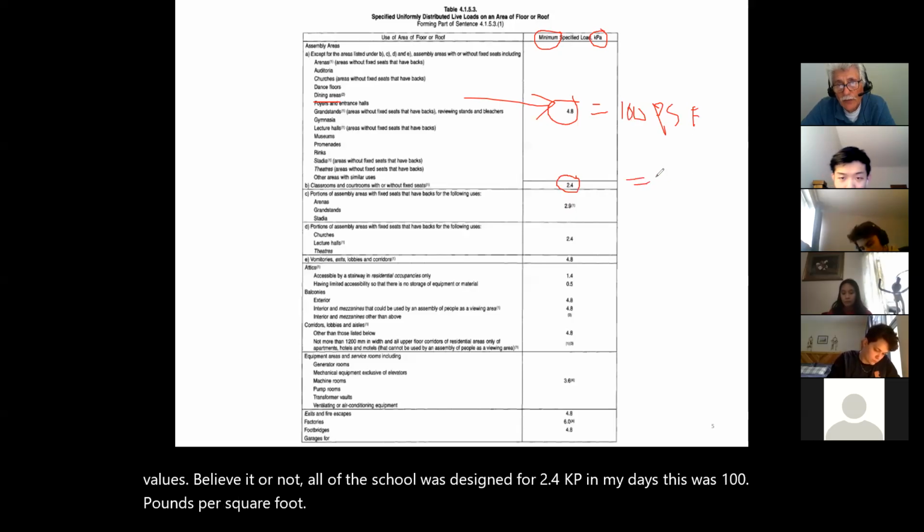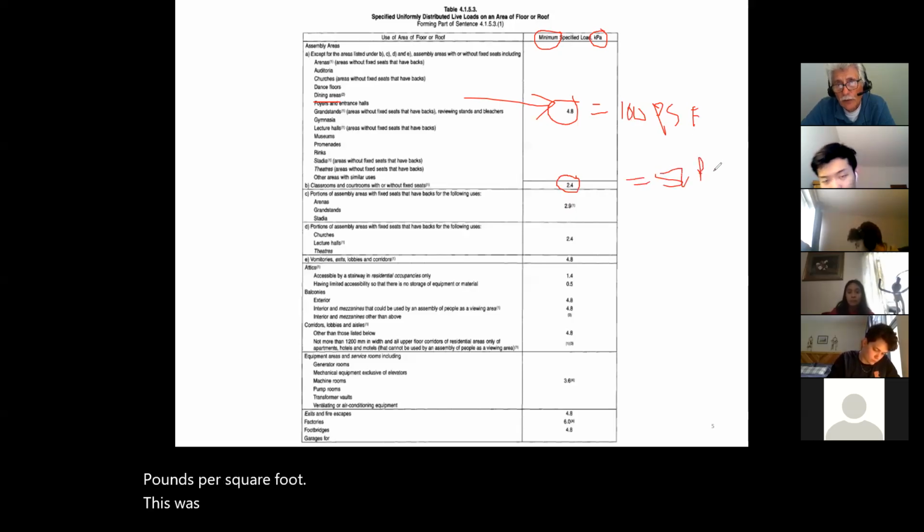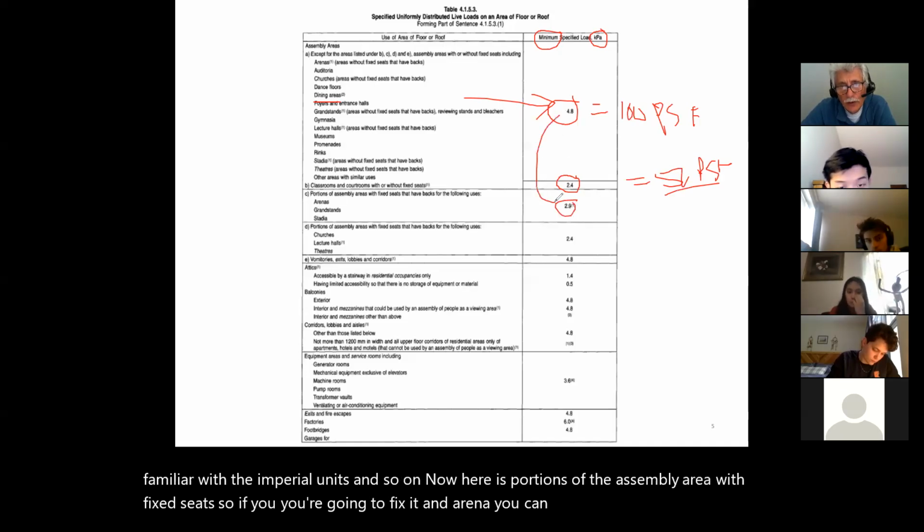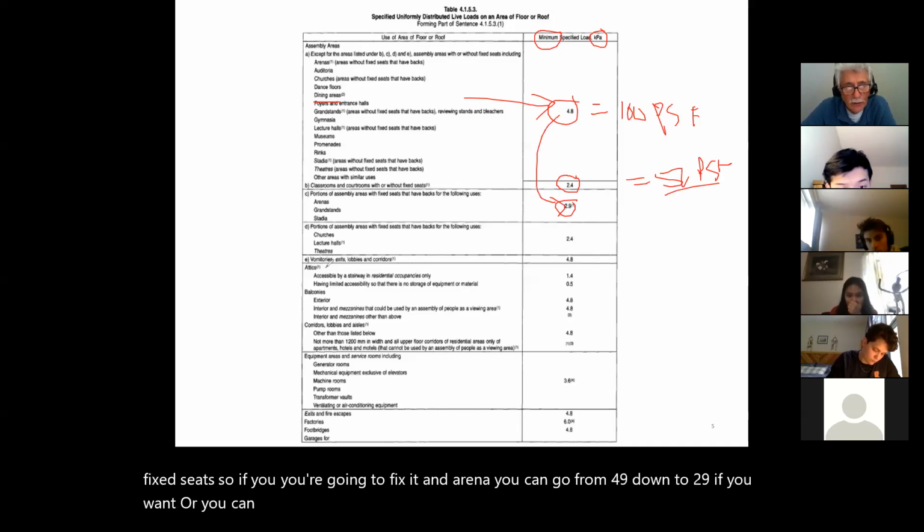This was 50 pounds per square foot because we used to work in Imperial. I don't know if you guys are familiar with the Imperial units and so on. Now here is portions of the assembly area with fixed seats. So if you know you're gonna have fixed seats in an arena, you can go from 4.9 down to 2.9 if you want, or you can leave it at 4.8.